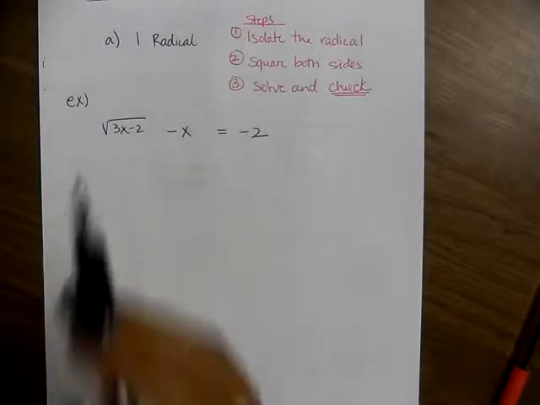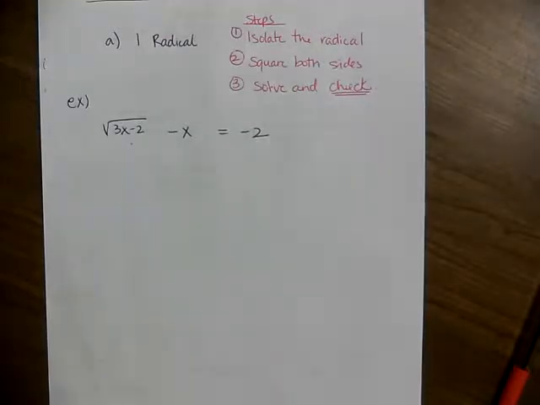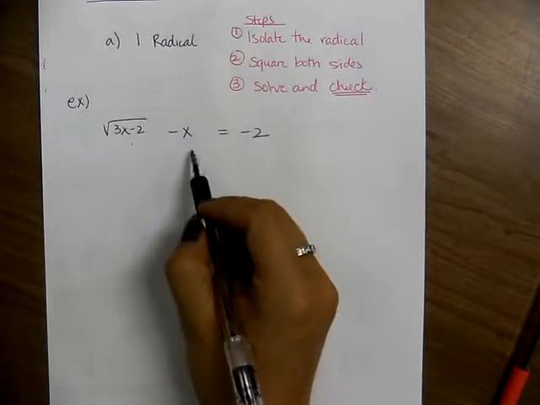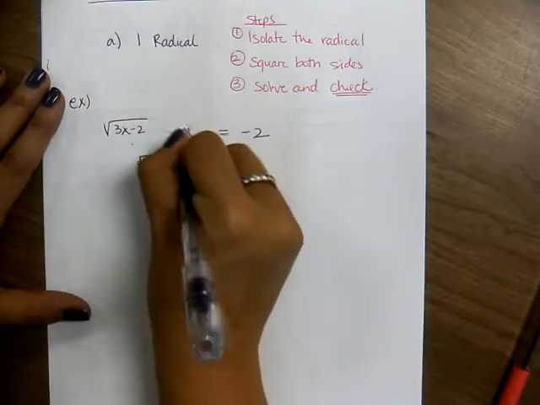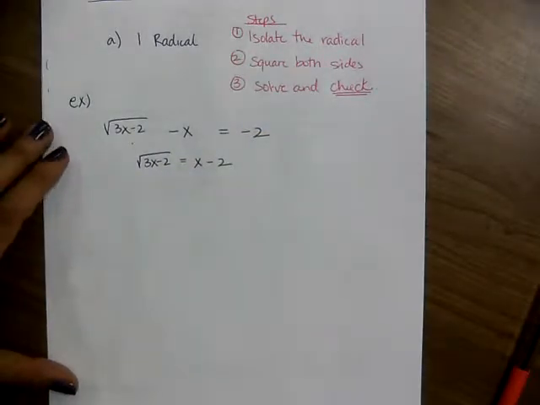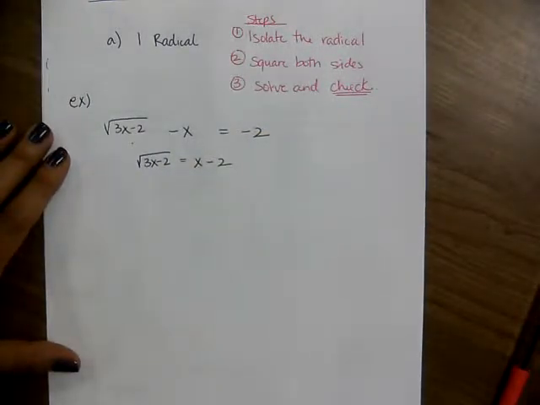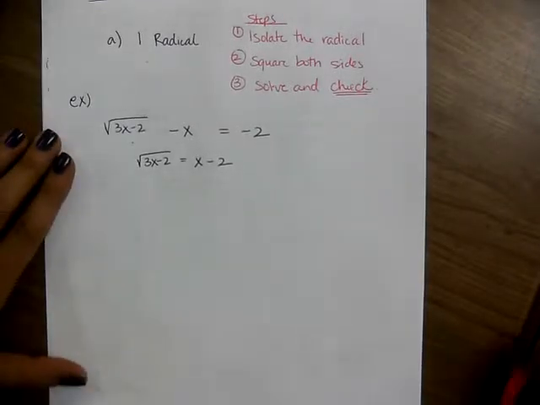Okay, so here we have a single radical. The first thing we want to do is isolate it. So in order to isolate it, getting it by itself, we should add over the x. So now we have the square root of 3x minus 2 equals x minus 2. Once you have the radical isolated, we're going to square both sides.